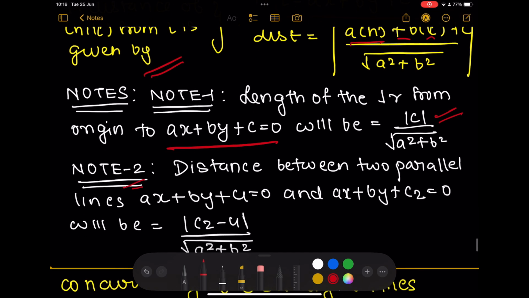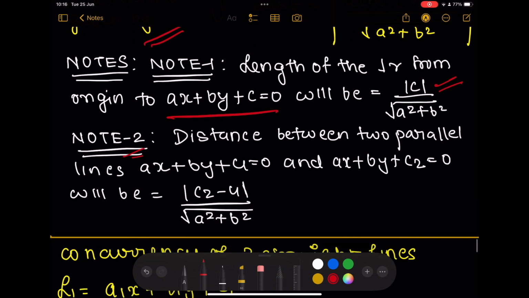You can remember this. And note 2, distance between two parallel lines will be c. Why are they parallel? Because you see, what did I tell you about the slope? I told you slope of any line is minus coefficient of x by coefficient of y. Here coefficient of x and coefficient of y in both cases is same. So slope is same. If slope is same, they are parallel. That also I already told you.